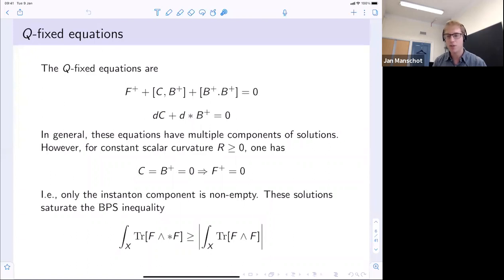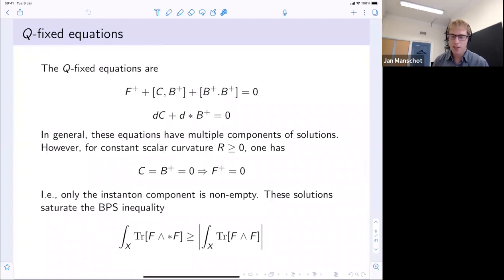It's for B the field itself, but for F plus it's a projection. And then there is a second equation, D of C plus D of the Hodge star of B plus is equal to 0. Now, in general, these equations have different components of solutions due to these extra fields, the C and the B field.